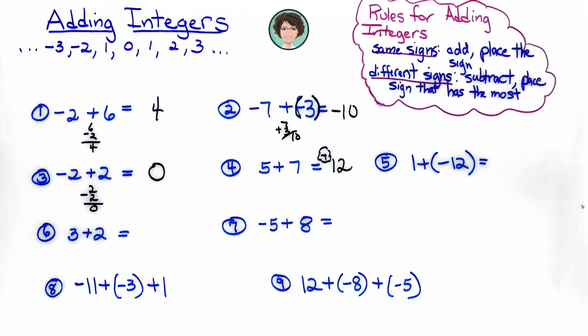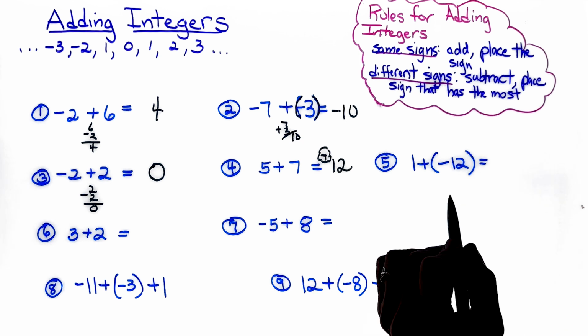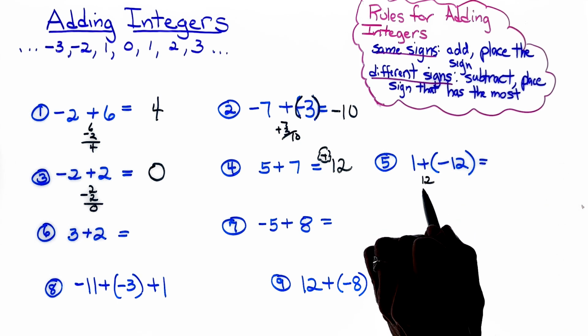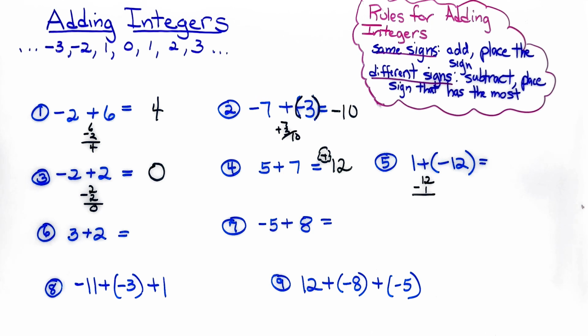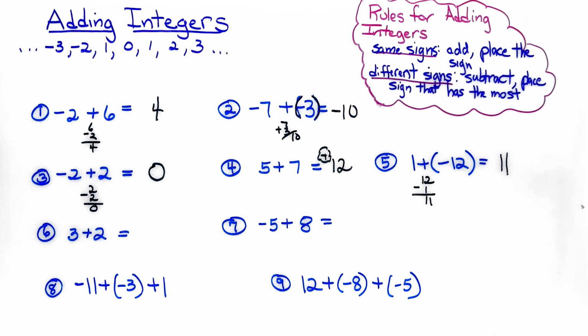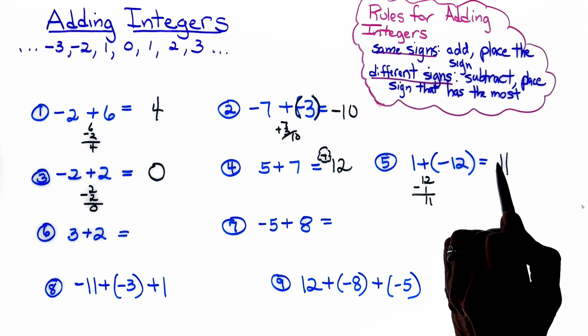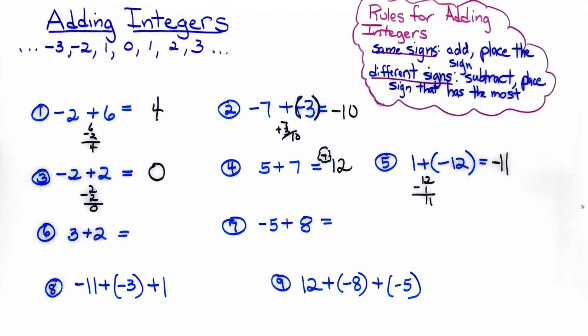For number 5, I have 1 plus a -12. Okay, the signs are different. So without thinking about the signs, I'm taking the larger number 12 and I'm going to subtract 1 away. So 12 minus 1 we know is 11. And now I have to decide on my sign. I have a 1 for positive and a -12. Well, we definitely have more negatives. So the answer is -11. For number 6, 3 plus 2. Oh, that's easy. They're both positive, so our answer is going to be positive, and that is 5.